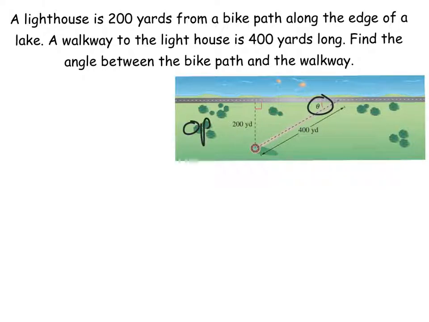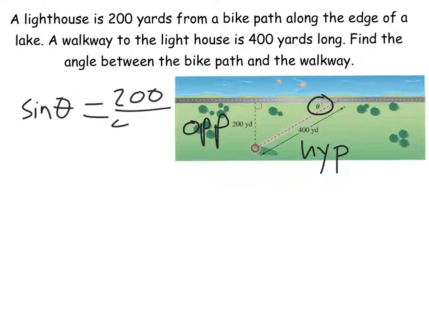Now here's what I know about my angle. I know that the opposite side is 200 yards and the hypotenuse is 400. And if you were to look back at your list, you would see that that is the sine ratio. So I don't know what this angle is, but I know its sine value is 200 divided by 400, which I am going to go ahead and simplify to a half. Okay.